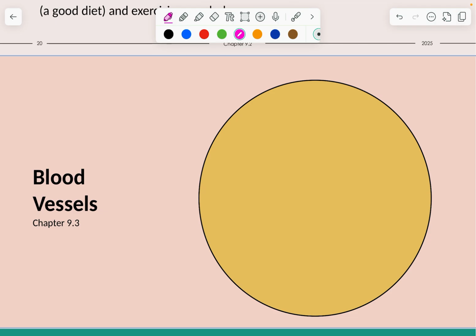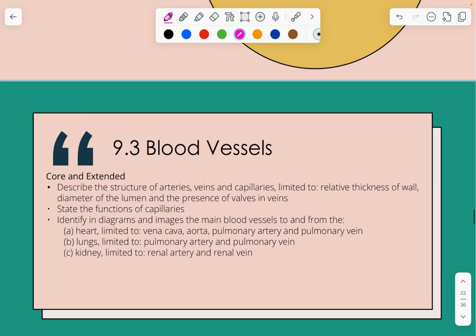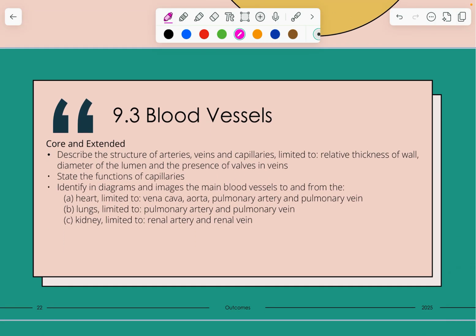Okay, now we go through the blood vessels. I'm sure you have heard of arteries, you have heard of veins, you have heard of the lumen and how it relates to resistance. Now we are going to see the 3 different types of vessels in this chapter. You're going to learn the structure of arteries, veins and capillaries. You also need to know the relative thickness of their walls, the diameter of the lumen, and the presence of valves in the veins, the function of the capillaries, and also to identify diagrams and images of blood vessels in different parts of the body, like the organs.